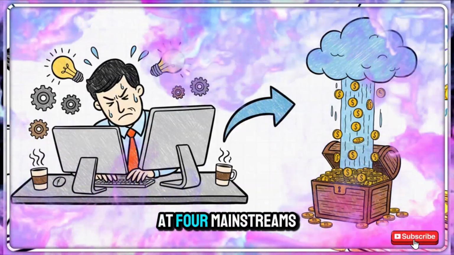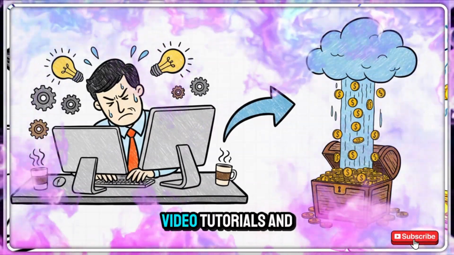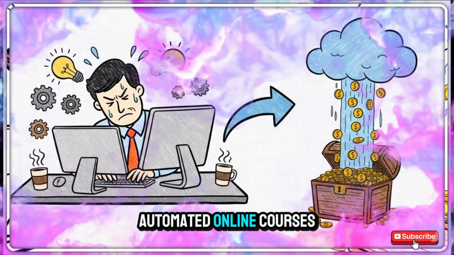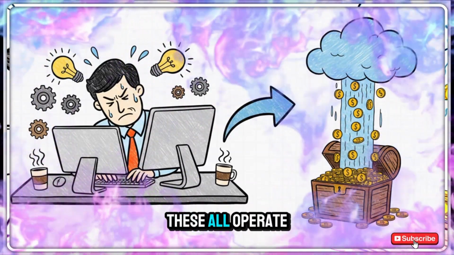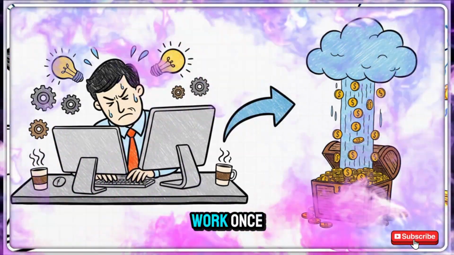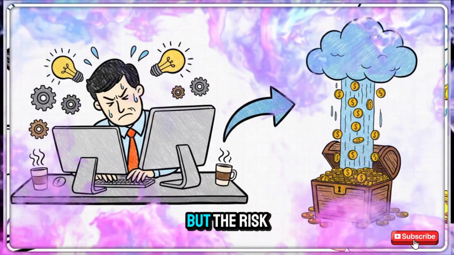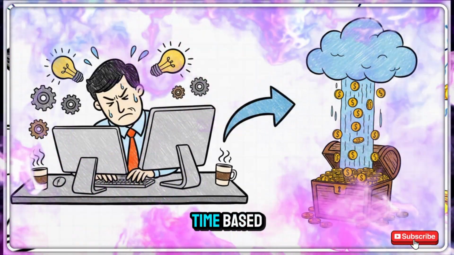So we're looking at 4 main streams here: digital books, audio portals, video tutorials, and automated online courses. These all operate on the exact same mechanical physics. You do the work once, and the asset generates revenue indefinitely. But the risk here is entirely time-based.